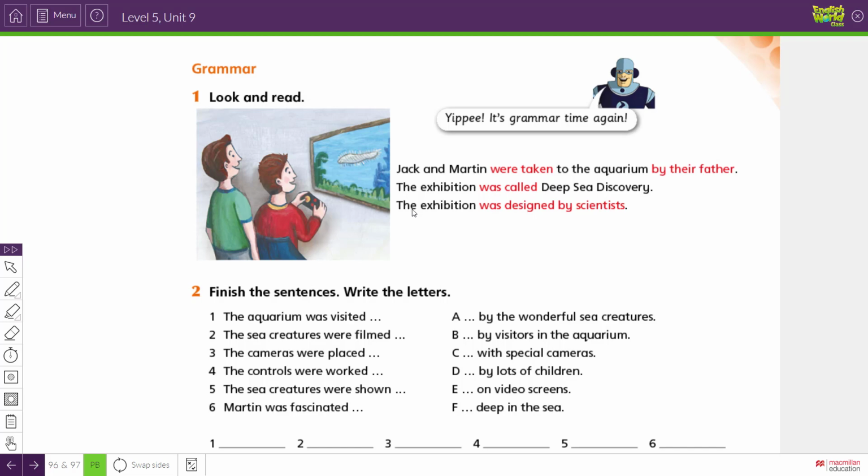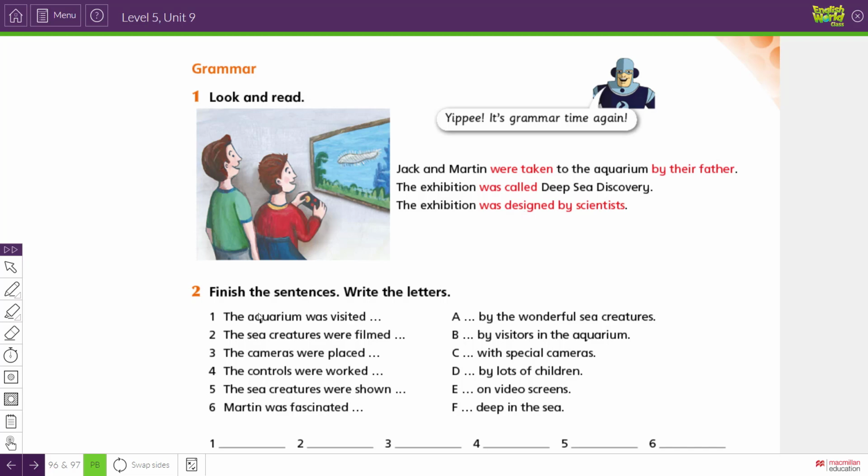Okay, let's move to the third one. The expression was designed by scientists. The focus here is on the expression. All of these sentences are past simple passive. Look at these colored parts: were taken, was called, was designed.